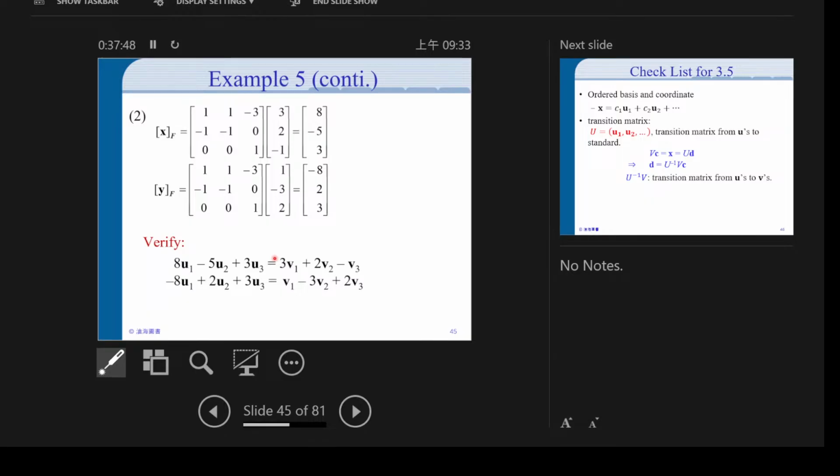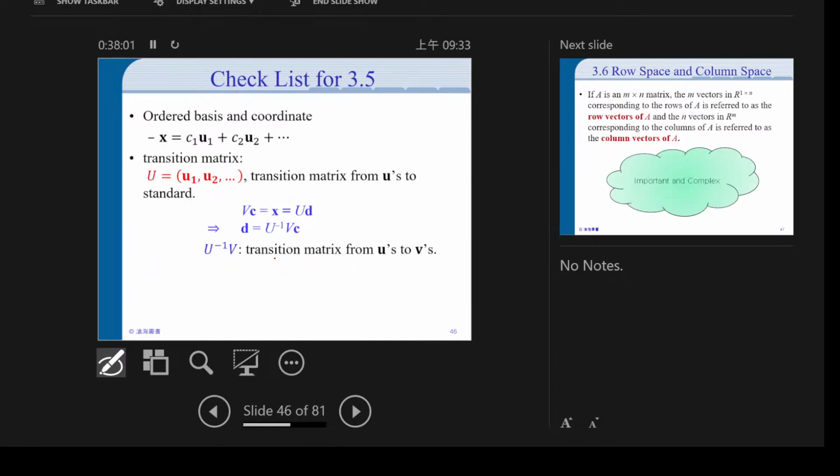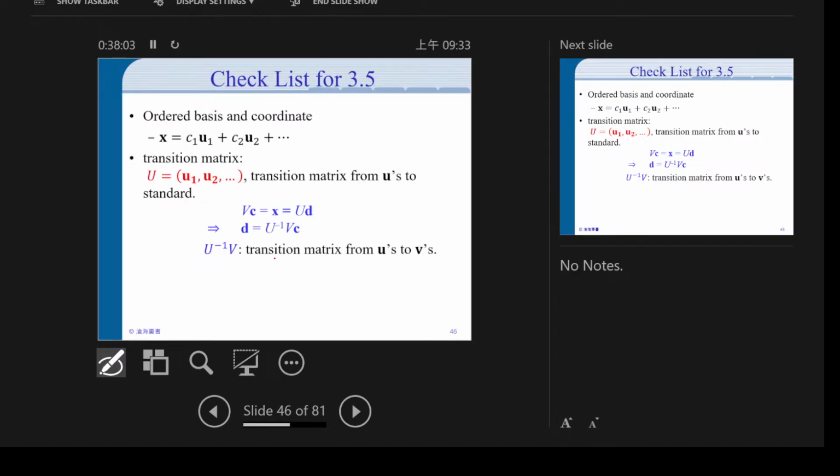I guess we didn't really say, but we did this example in R2 and R3, and obviously you can extend this to Rn. And I think we can stop very early today, since there is not too much for this section.